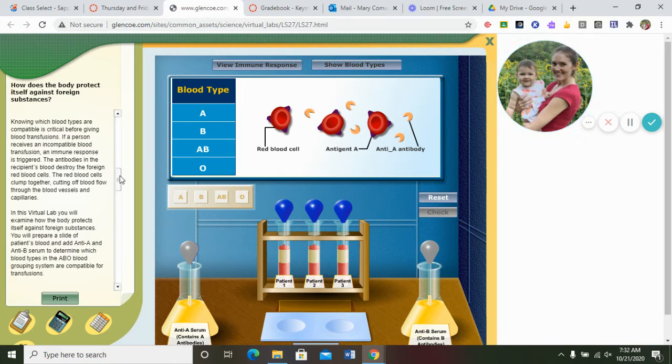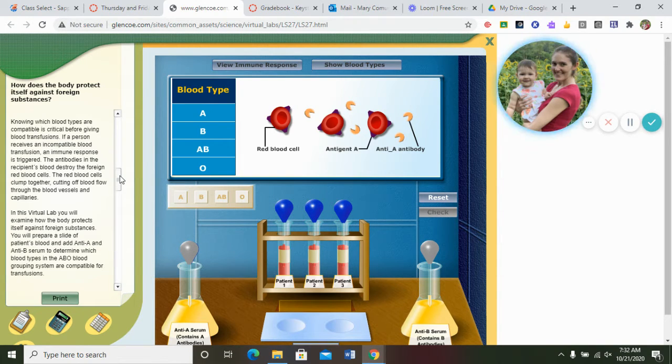Knowing which blood types are compatible is crucial before giving blood transfusions. If a person receives an incompatible blood transfusion, an immune response is triggered. The antibodies in the recipient's blood destroy the foreign red blood cells. The red blood cells clump together, cutting off blood flow through the blood vessels and capillaries.